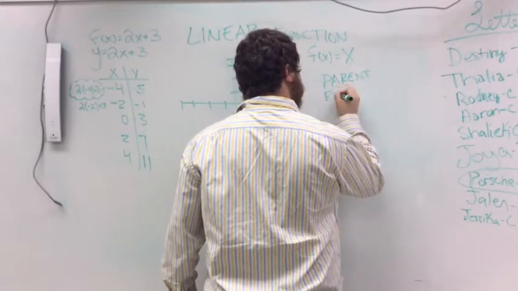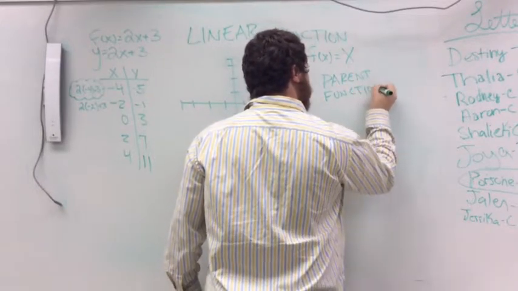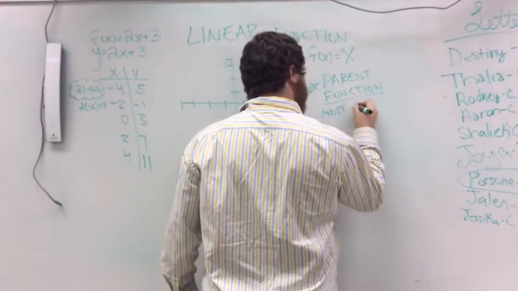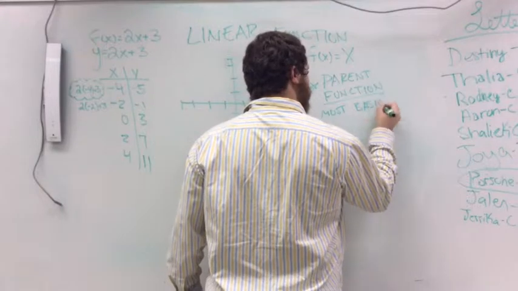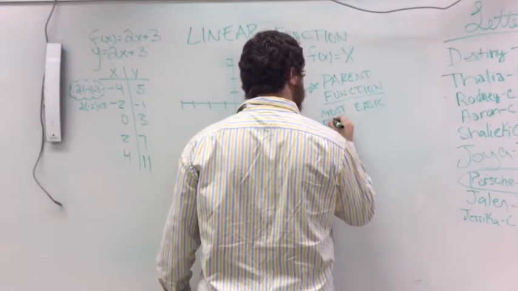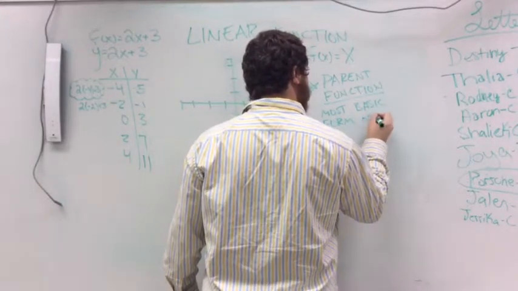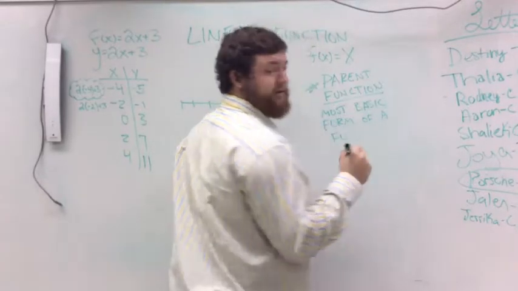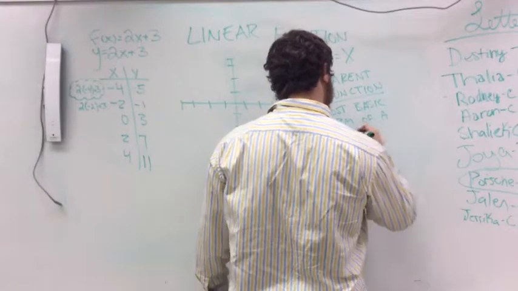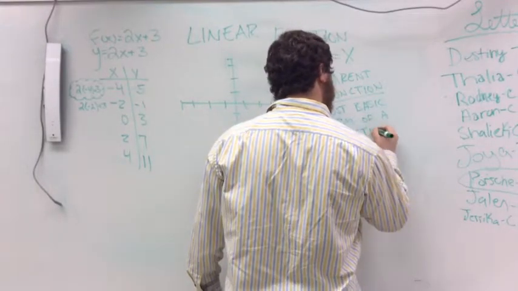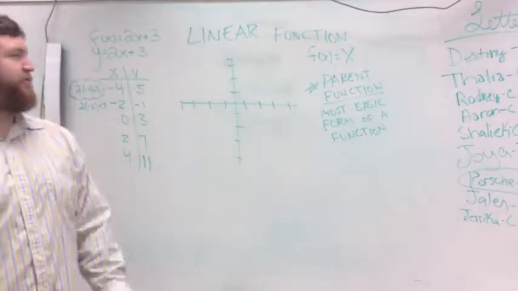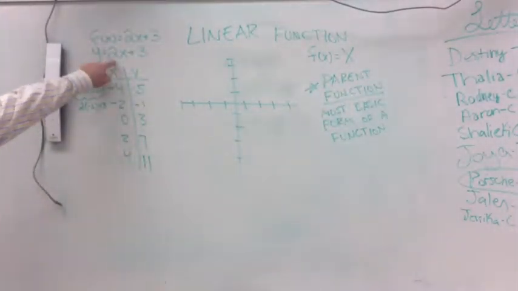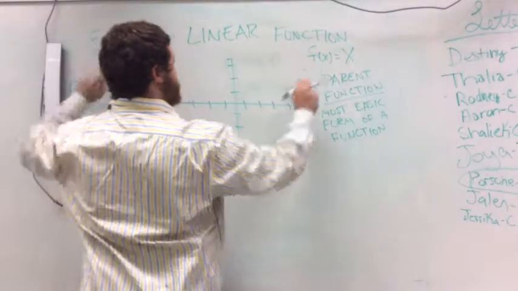Parent function. It is the most basic form of a function. So f of x equals x is basic. Okay, most basic form of function. So that's the parent function. If I ask you what's the parent of this, your answer would just be f of x equals x.